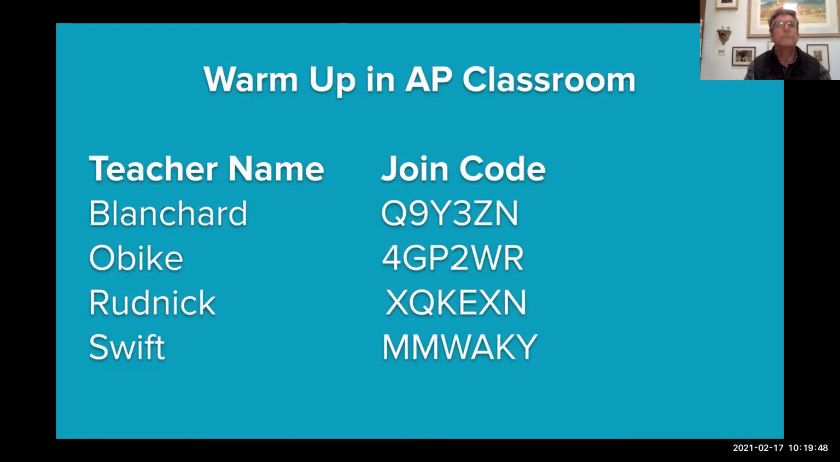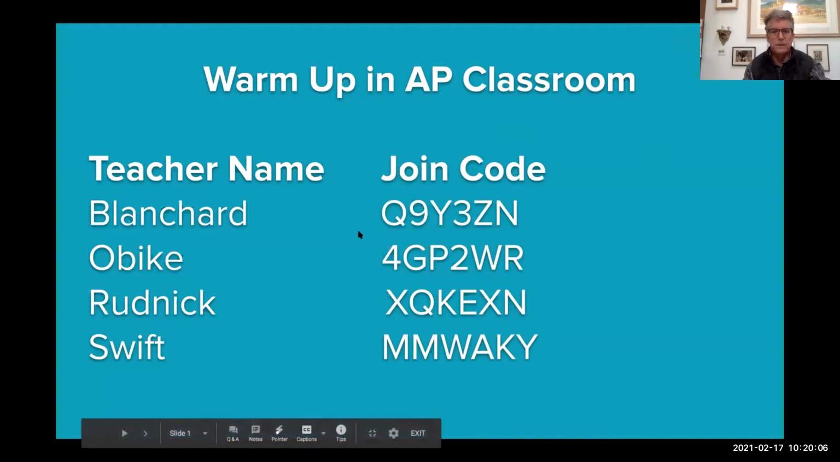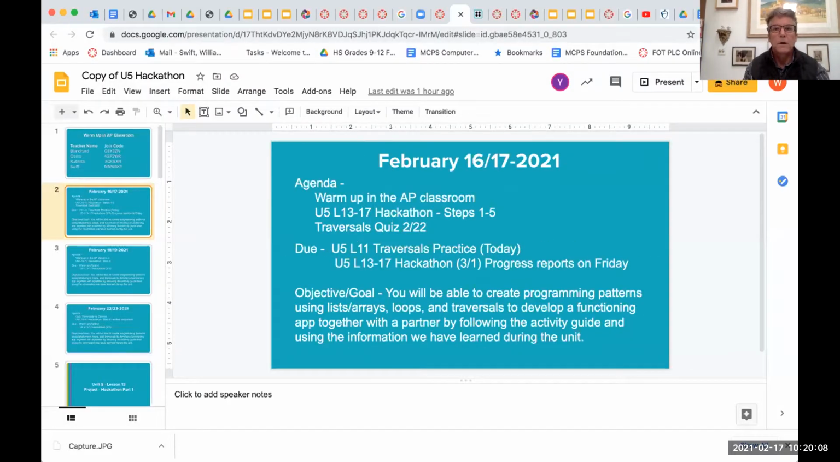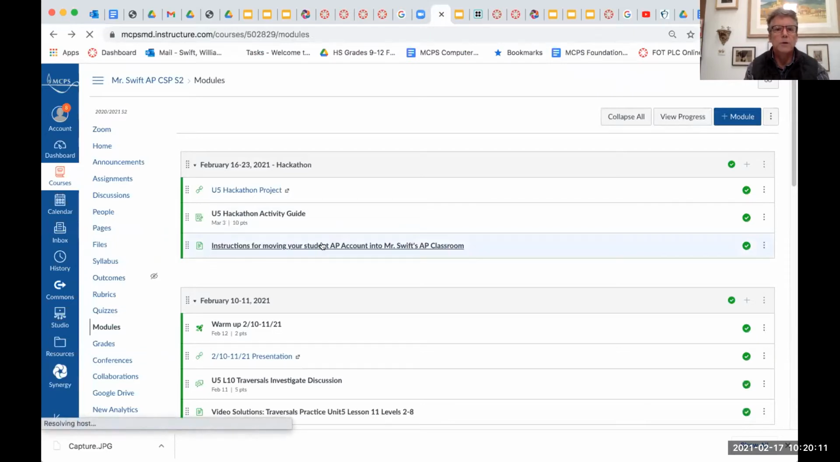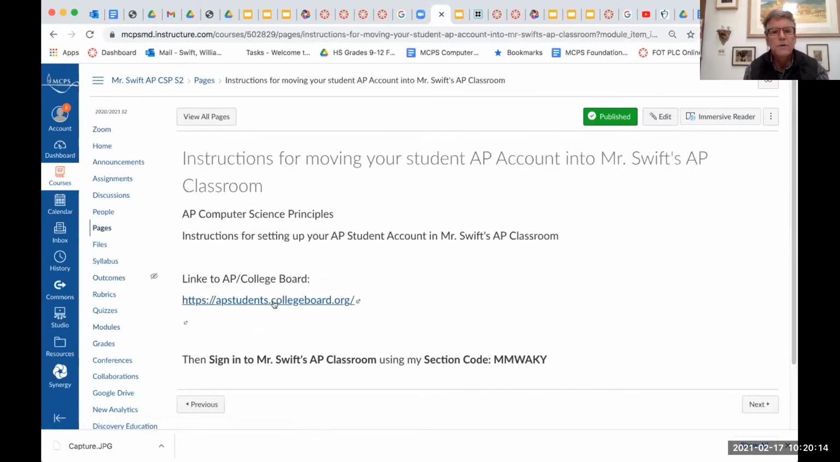We've almost got everyone now. Still missing a couple. Matt, I'm explaining how you've got to sign up in my AP classroom. I've got a page with a link in the module. Okay, so if you look at these instructions, this is the link that should take you to signing up for the AP classroom. If it's not, for some reason, just type in AP classroom. You should be able to sign in there with my section code, capital MMWAKY.